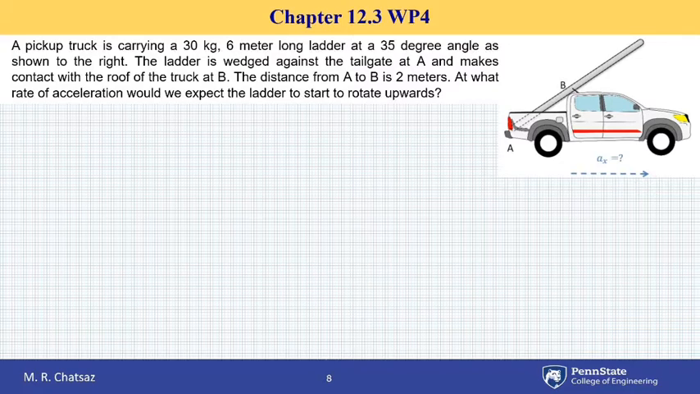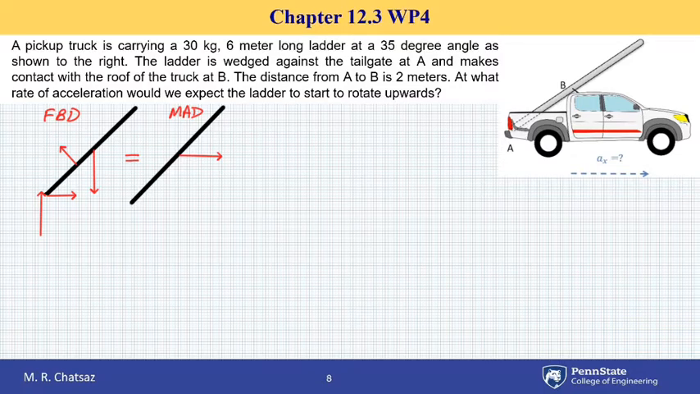The question is, what is the maximum acceleration the truck can have such that the ladder will not lose contact with point B? Or another way of looking at it is, what is the acceleration the truck can have so that the contact is about to be lost between the ladder and roof of the truck? So let's look at a free body diagram of the situation before writing any equation.